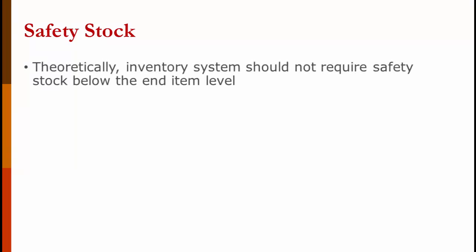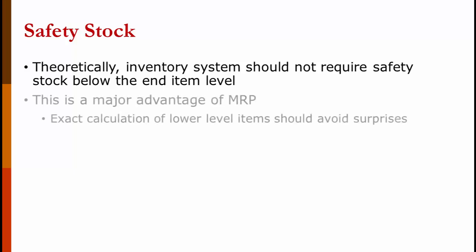Let's loop back and talk about safety stock again. We always need safety stock for our independent demand items because we can't be certain what customers are going to order. Theoretically, the MRP system is efficient and we shouldn't need any safety stock below the independent demand item. This is the major advantage of MRP, only ordering exactly what we need when we need it, lowering our inventory holding cost, which is where the cost savings from MRP comes into play.